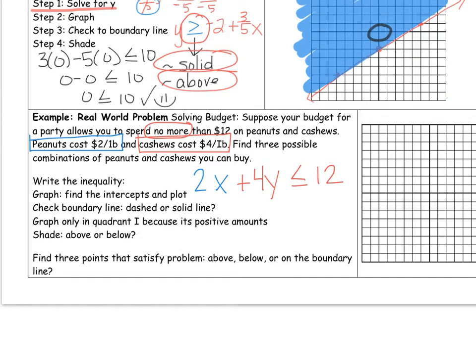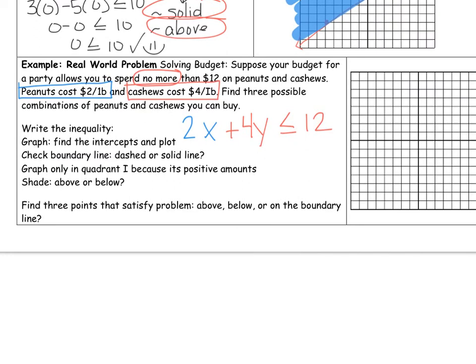So now we have to graph this, and we have 2 options. We can change it to y equals, or we can graph it using the x and the y intercepts. I'm going to use the x and y intercepts because for me it's just easier, but we need to find them first, and I'm going to do that down here.